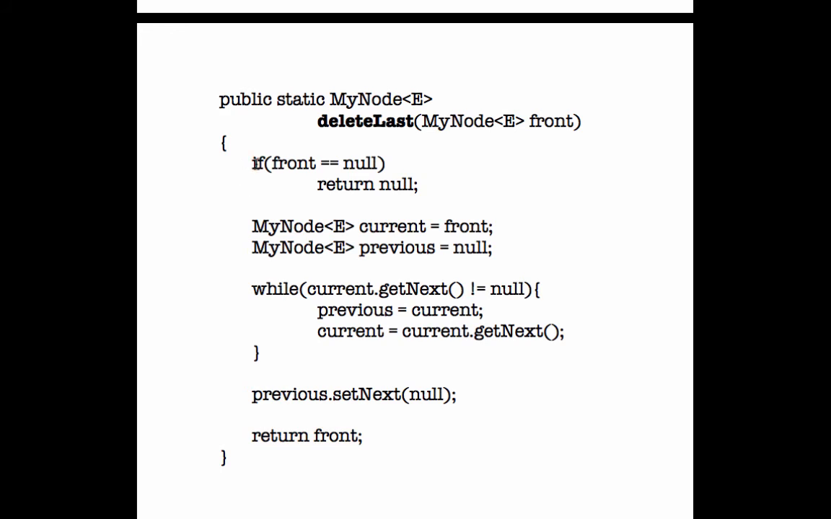Last, I would like to discuss a special case. What if we try to delete a node in a list that is empty? Then in this case, I need to return null because the list remains empty. The front of the list should be null. I started with an empty list. There's nothing to be deleted. Therefore, the list remains the same, empty. So its front is null, return null.